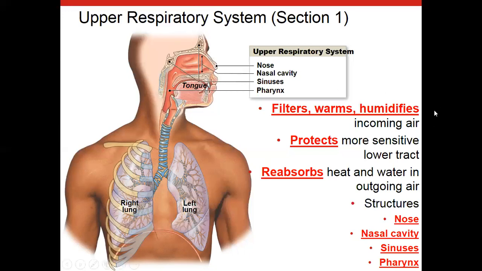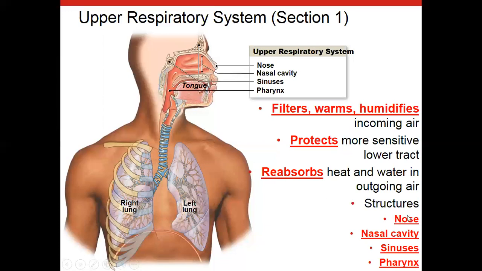Those three functions of the upper respiratory system structures also help protect the more sensitive lower respiratory structures. Like down here in your lungs, there are little tiny sacs of air called alveoli that need to be protected. So the air being breathed in through the upper respiratory system is filtered and warmed and humidified prior to making its way into the lower respiratory system, which helps protect the structures there that are a little bit more delicate.